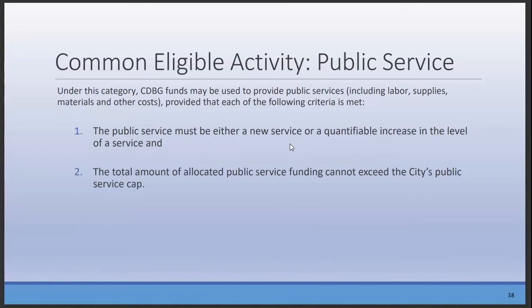The most common eligible activity is public services. Under this activity, CDBG funds may be used to provide public services, including labor, supplies, materials, and other costs, provided that each of the following criteria is met. First, the public service must either be a new service or a quantifiable increase in the level of a service, and the total amount of allocated public service funding cannot exceed the city's public service cap. Regulations state that the public service cap is 15%. CDA, however, is grandfathered in at 19%.